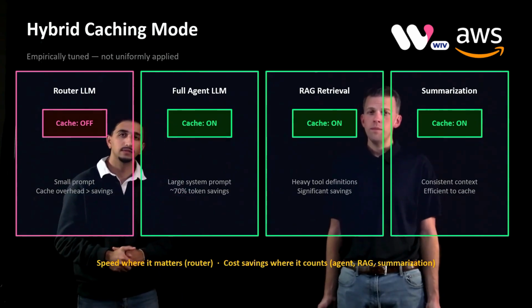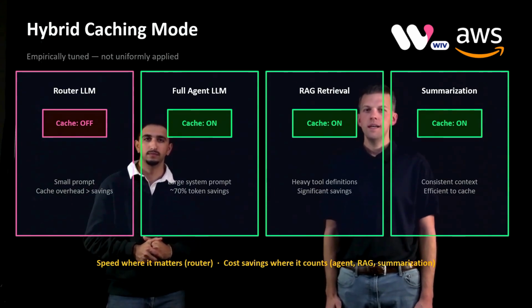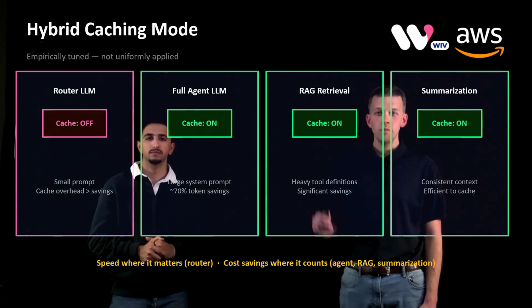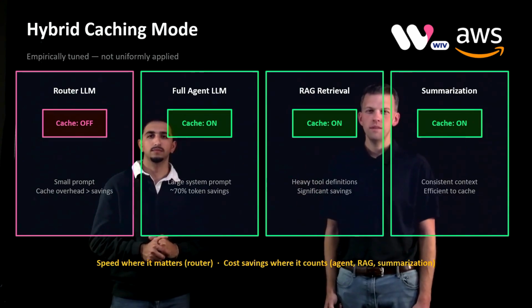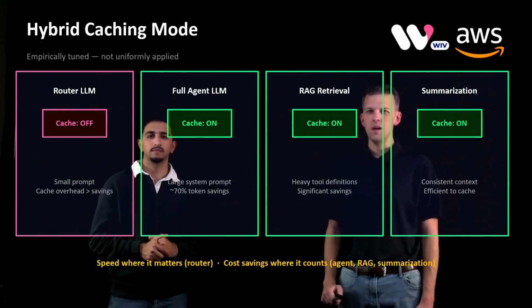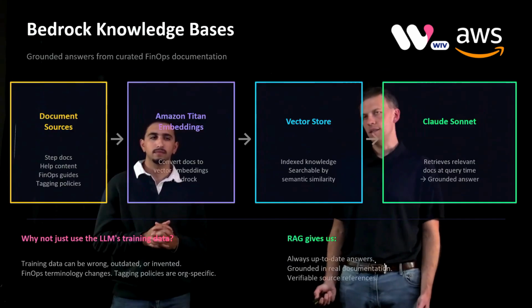Well, based on what we measured, the crossover point is around 2,000 to 3,000 tokens. Below that, the cache lookup overhead costs more than it saves. But above that, caching starts to pay off. So for our router prompt at 800 tokens or so, cache is not worth it. But for the full agent at the 15,000 tokens, it clearly is.